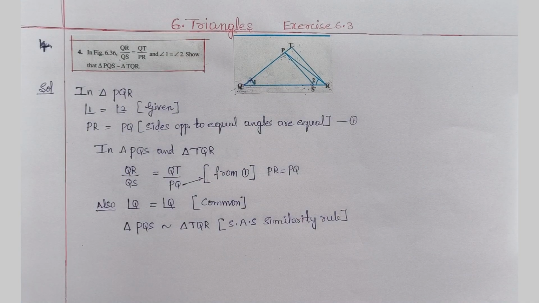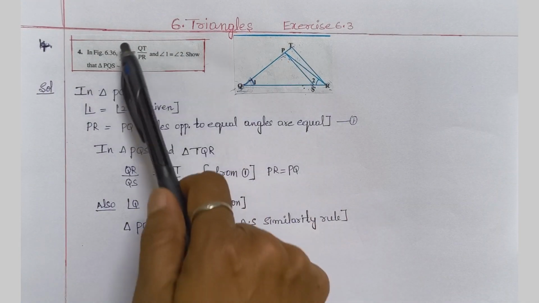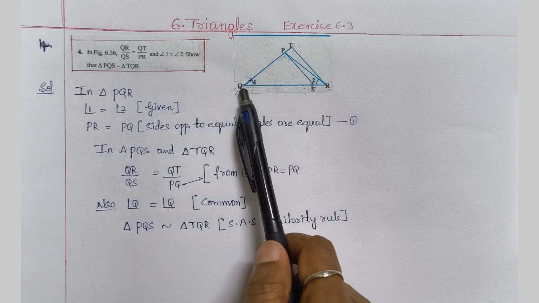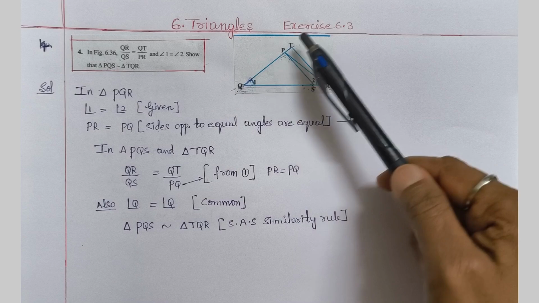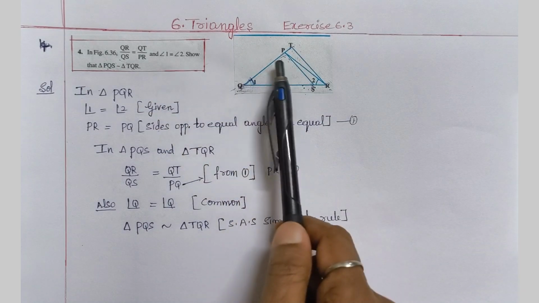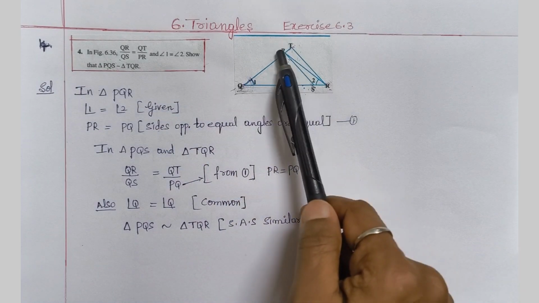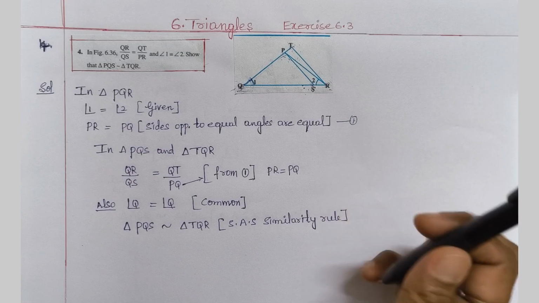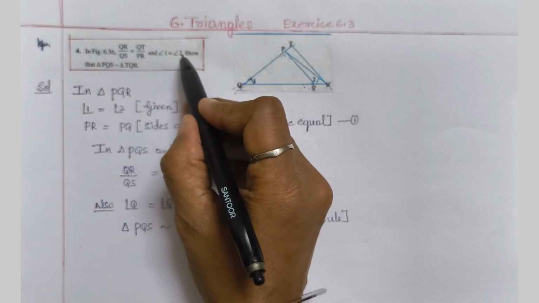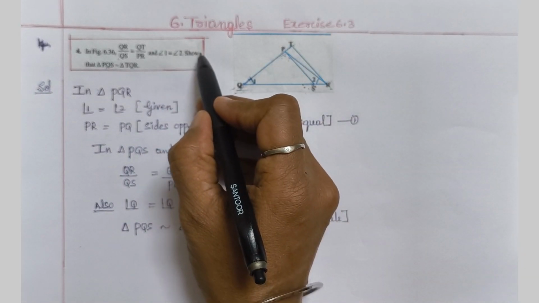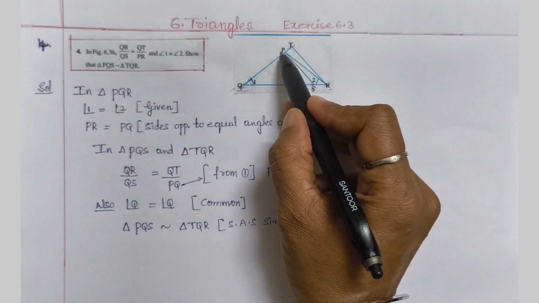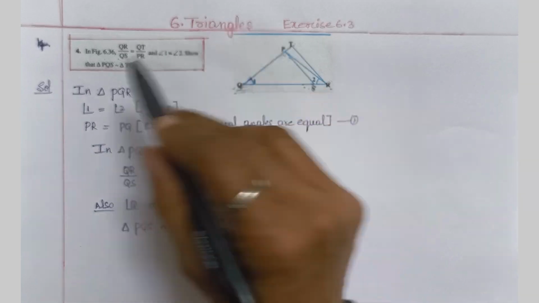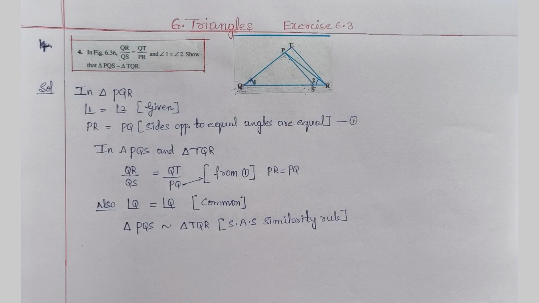What is the fourth question? Carefully see here. In this diagram, QR by QS is equal to QT by PR, given. Next, angle 1 is equal to angle 2. Now we have to prove that triangle PQS and triangle TQR are similar.